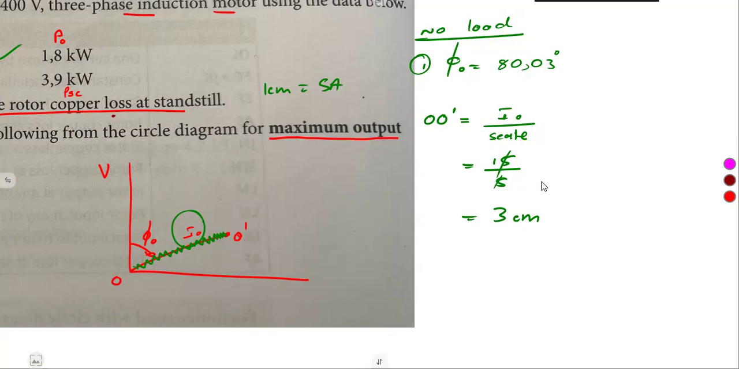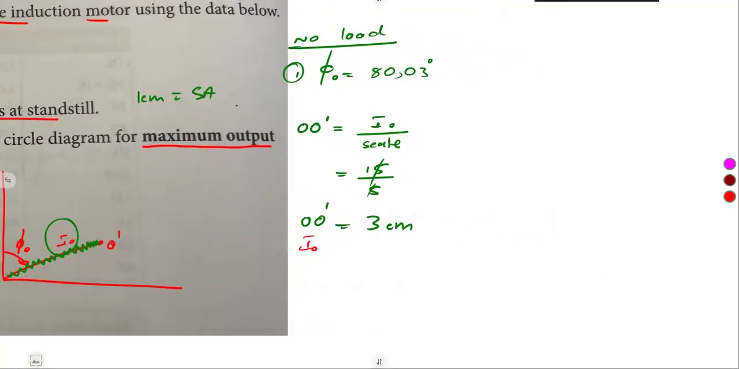So that is the major part that you are going to need for the no load. These two things you can represent graphically. The angle is there. Remember, from the voltage you measure your angle, then you just measure 3 centimeters. So that's it. The same thing is going to happen for the short circuit, which is our locked-rotor part.